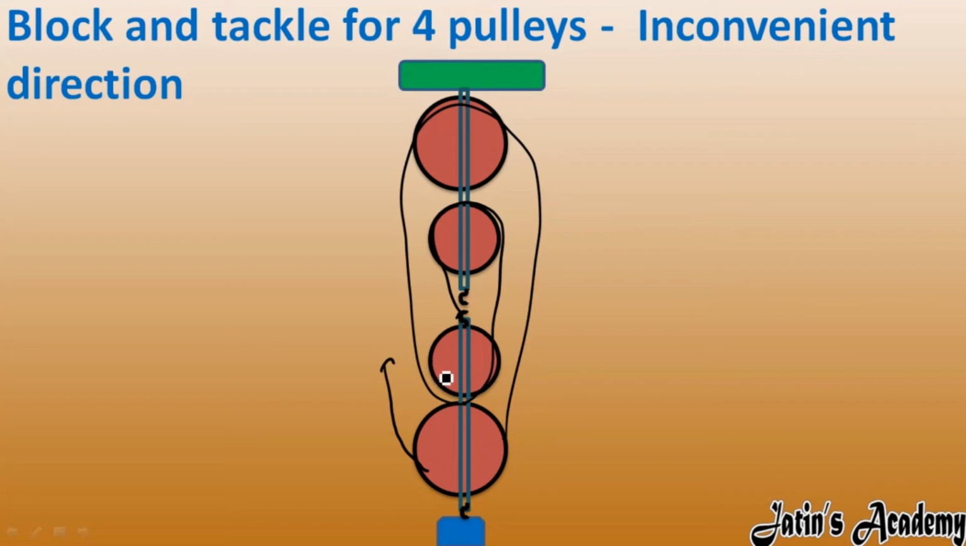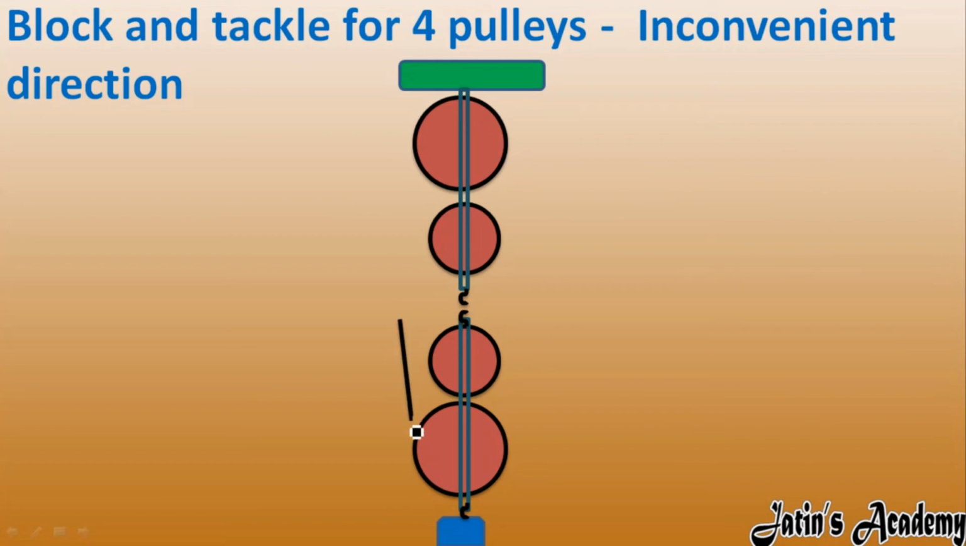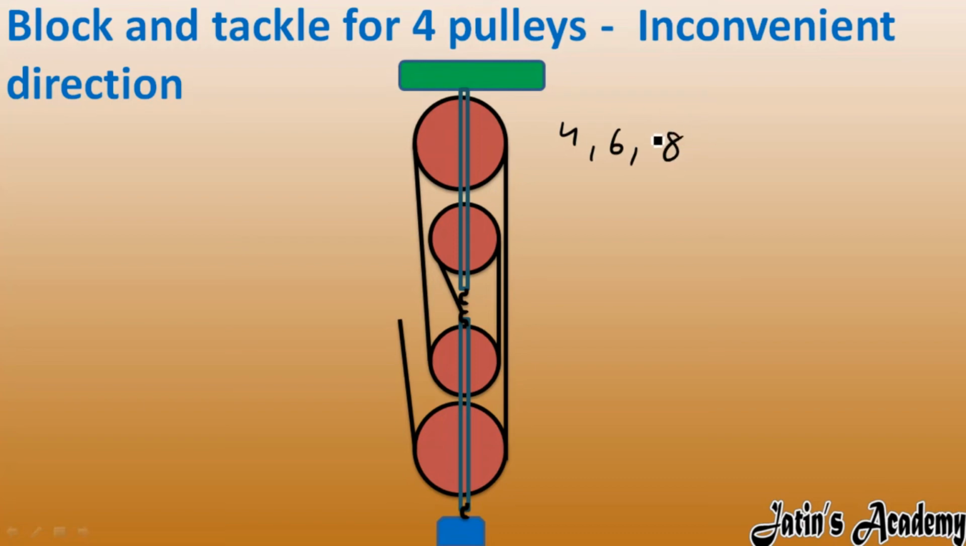Now carefully see, here a string is attached in such a way that it forms an inconvenient direction, and here it is attached to a lower block. This inconvenient direction block and tackle system is only possible for an even number of pulleys, either 4 or 6 or 8, like this. With 5 or 3 pulleys, the inconvenient direction is not possible. You can try making 3 pulleys and try to make the string, but you are not able to make it appropriately, meaning it will not touch each and every pulley.